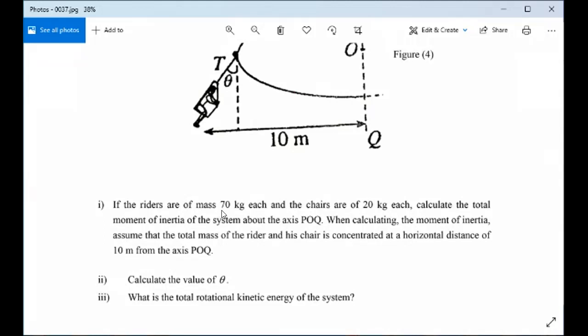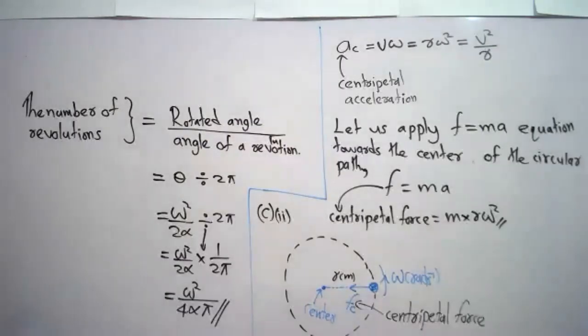Mass of a rider 70 kilogram. There are 10 such riders. Mass of a chair 20 kilogram. There are 10 such chairs. The total mass of the man and the chair is concentrated at a point which is at 10-meter distance away from the center of the circle. That's what they have said. So it means this total mass is moving along a circular path of radius 10 meter. That's the meaning. Let me use my normal whiteboard and draw this figure.